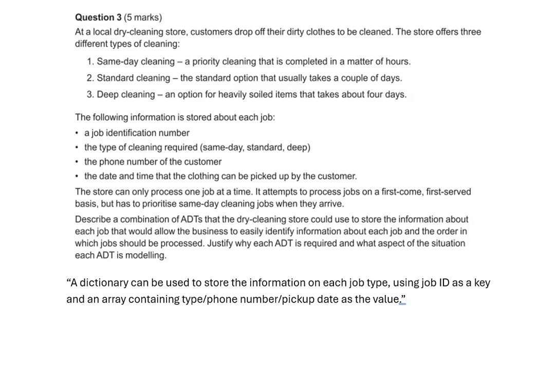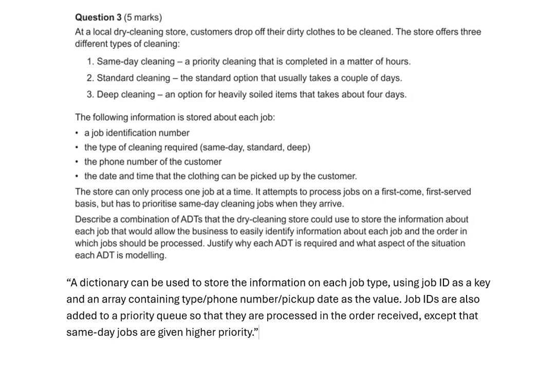So here, once again, we've got our dictionary, we've said what the key is, and the array containing all the other information. By the way, make sure you do actually write all the other information. Don't just write the words, the other details. Much as I might say that when I'm talking about this, we want to make sure we are hitting the marks for the more picky of the examiner. So then we've got job IDs being added to a priority queue.